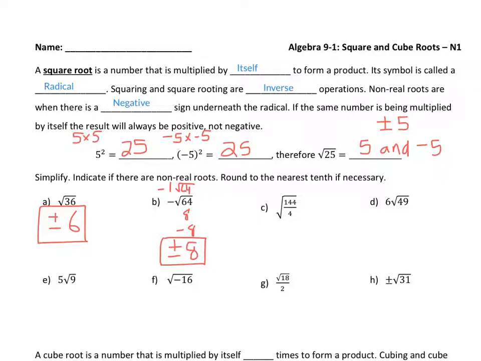Letter C, square root of 144 over 4. When you have fractions, take the square root of the top and the square root of the bottom. So the square root of the top is plus or minus 12, and the square root of the bottom is plus or minus 2. So plus or minus 12 over plus or minus 2. You can reduce that. Your answer would end up being positive or negative 6.